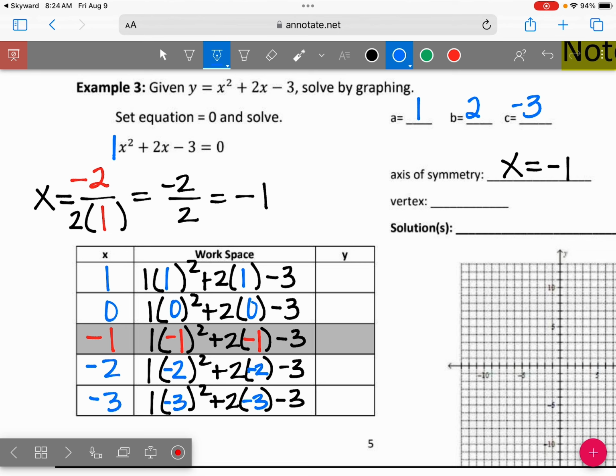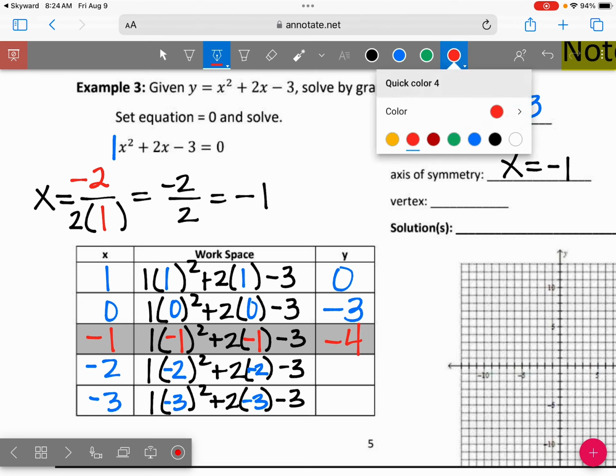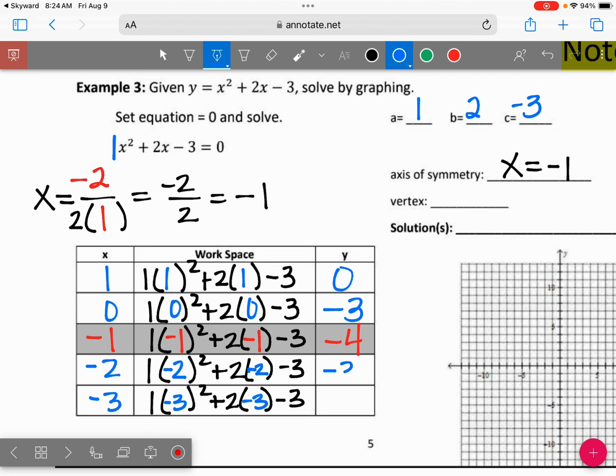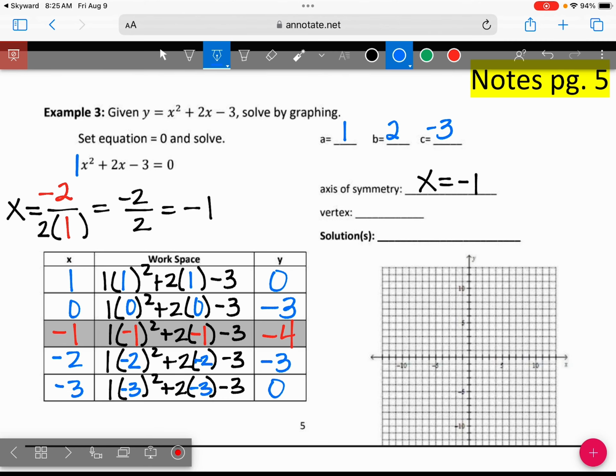Okay, so what did we get? What do we get for our first one? 0. Anybody else get 0? Okay, so the first one is 0. And then what do we get for our next one? -3. And then for our vertex, what do we get? -4. And then we should get the same two numbers again. So who had that for their table? So our vertex is at -1, -4.